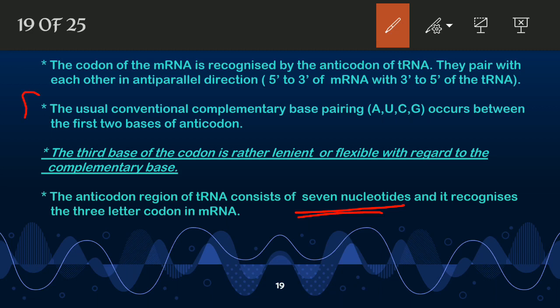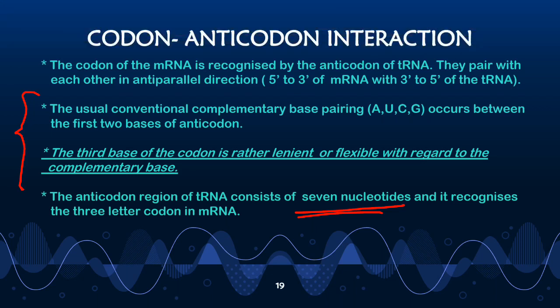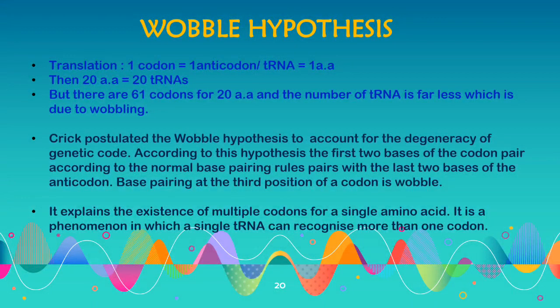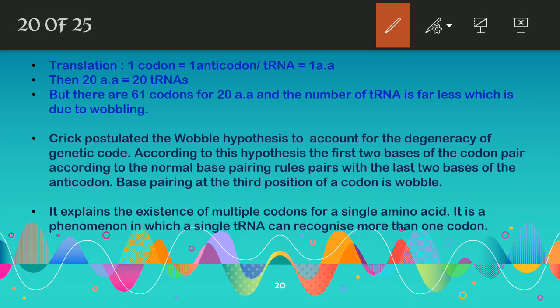Now, these 2 points bring in a lot of questions, like how could this be possible considering the Watson-Crick complementary base pairing principle? This could be explained well through the wobble hypothesis. Now, what is this wobble hypothesis about? We know that in translation, one codon interacts with one anticodon to give one amino acid.